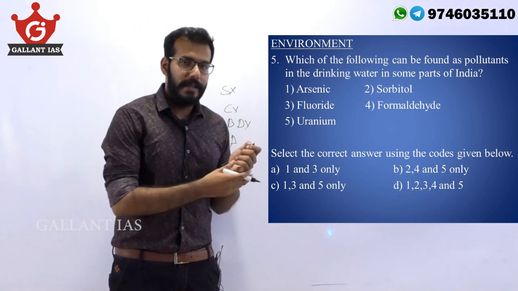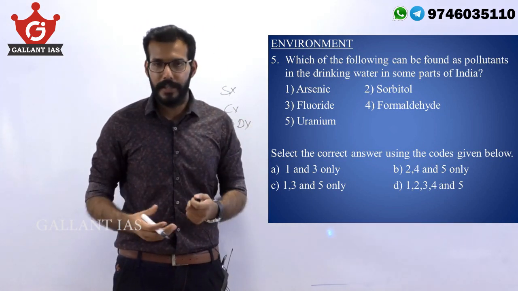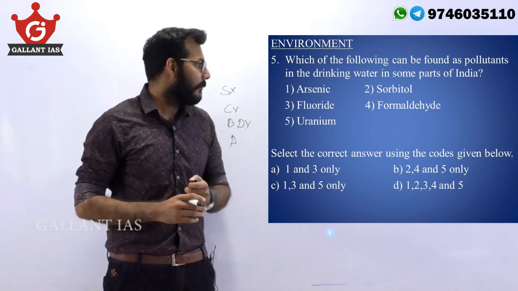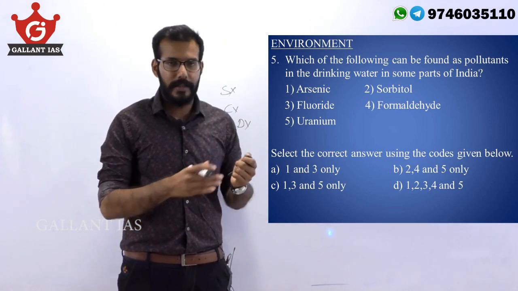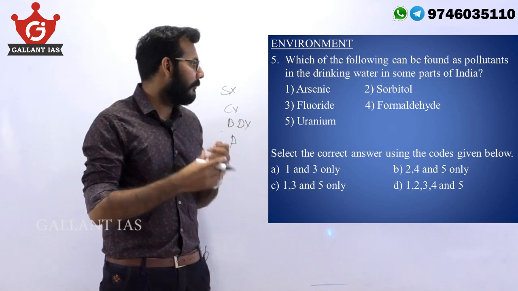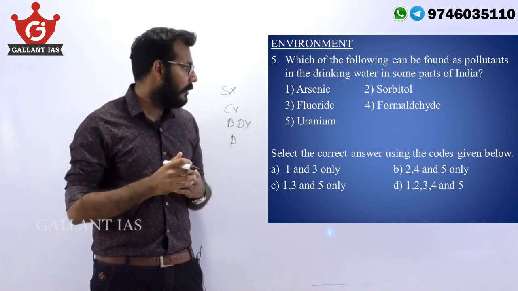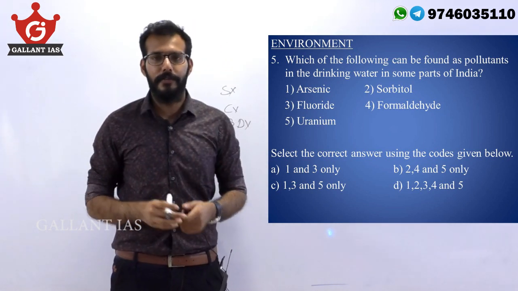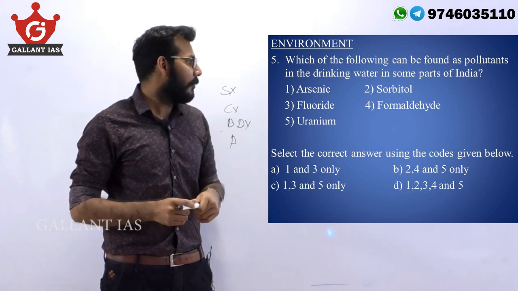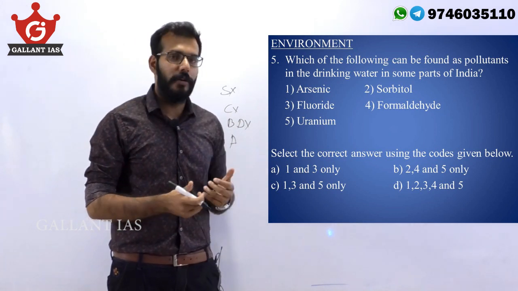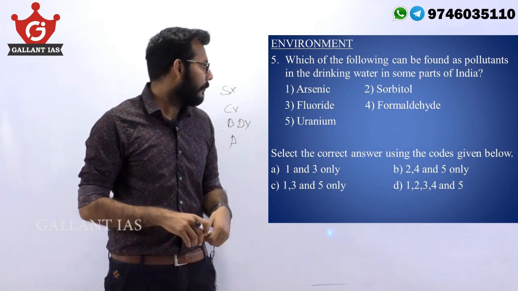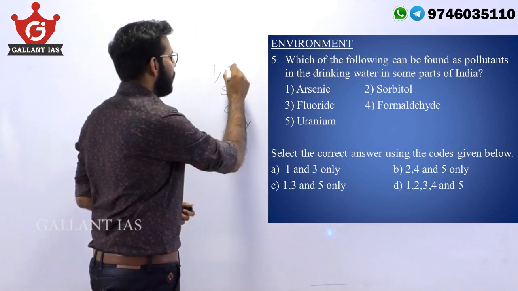Arsenic has many sources including industrial waste, and fluoride. There are areas in India where there is intense fluoride pollution, which leads to a condition called fluorosis. This could also be an action of industrial waste. So, the answer to this question is 1 and 3, which is A.